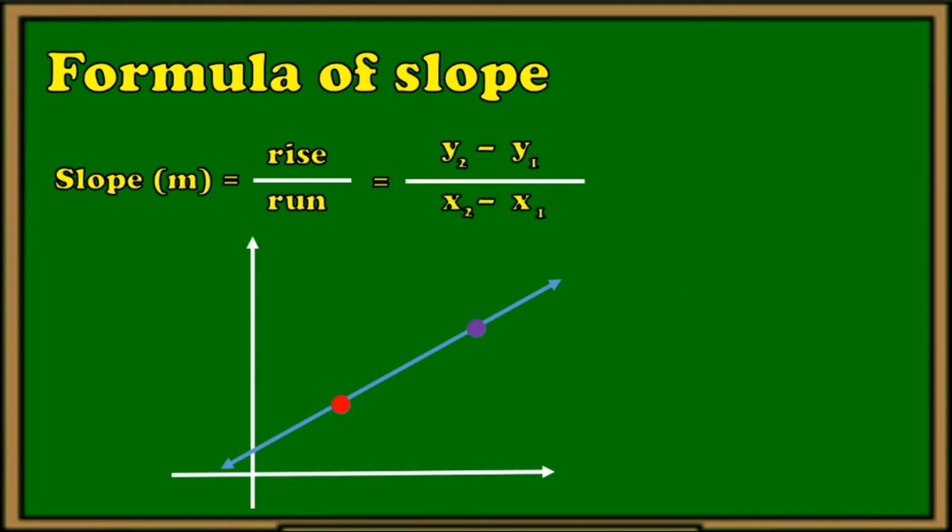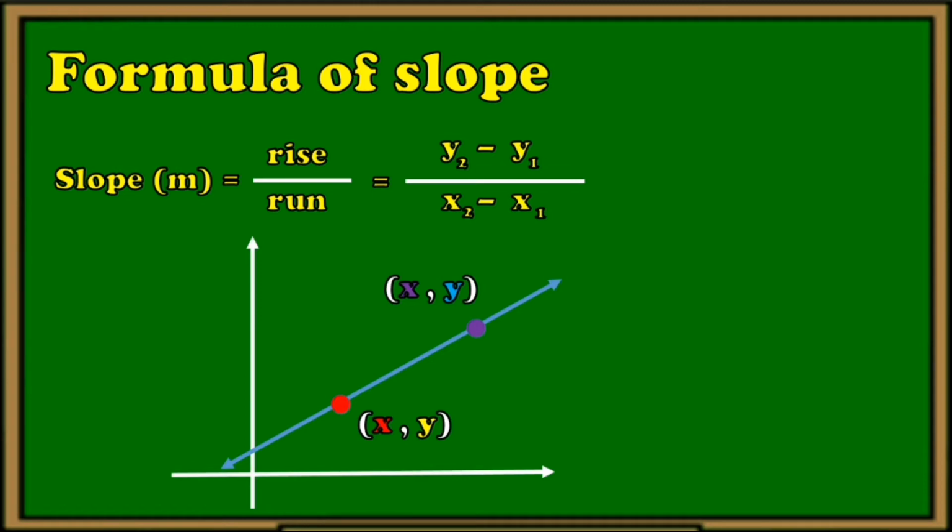We have another formula, and we read this as y sub 2 minus y sub 1 all over x sub 2 minus x sub 1. Let's say we have 2 points, the red point and the violet point. The coordinates of the red point are red x and yellow y. And the coordinates of the violet point are violet x and blue y.